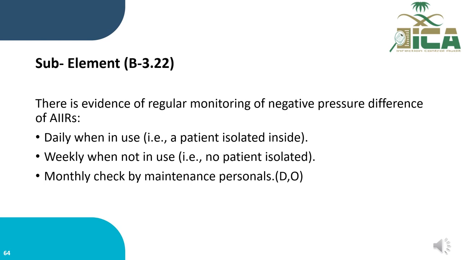B3.22, there is evidence of regular monitoring of negative pressure difference of airborne infection isolation rooms: daily when in use, patient isolated inside; weekly when not in use, no patient isolated; and monthly check by maintenance personnel. For this, we need documentation and observation so we can evaluate and audit the sub-element.